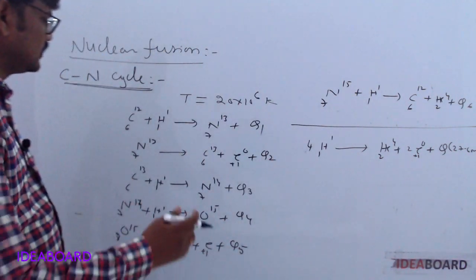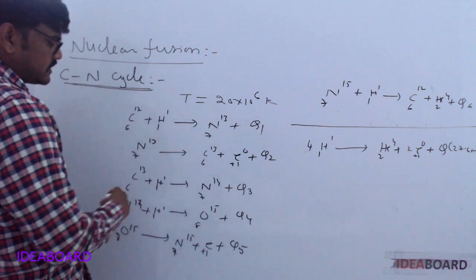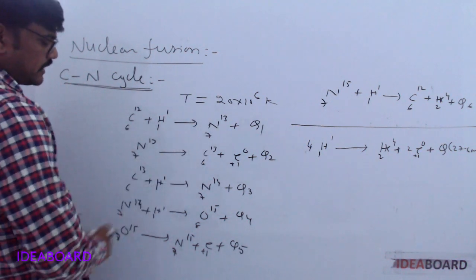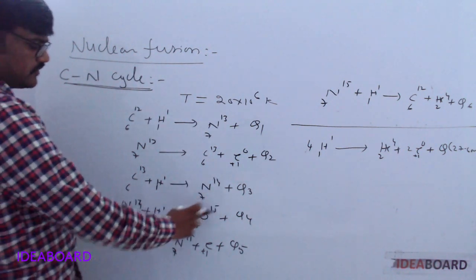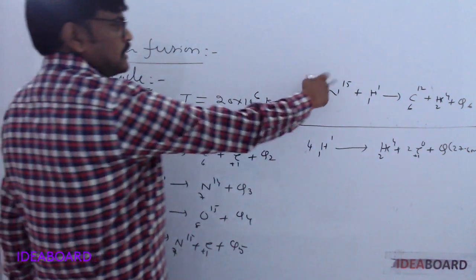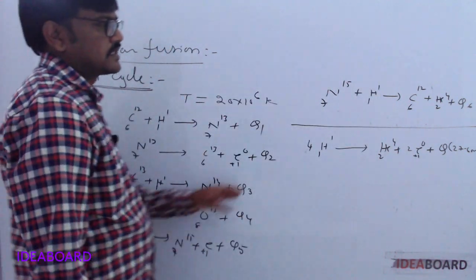So clearly, adding means, here nitrogen-13 on both left side and right side cancels out. Carbon-13 cancels out. Nitrogen-14 cancels out. Oxygen-15 cancels out. Nitrogen-15 cancels out. Carbon-12 cancels out on both sides. So we get this expression.